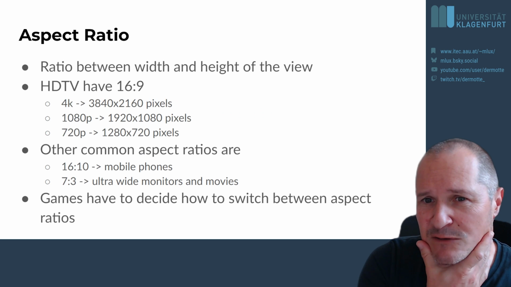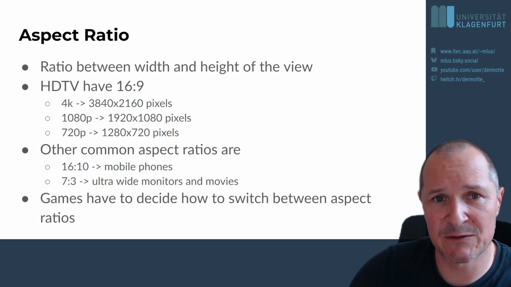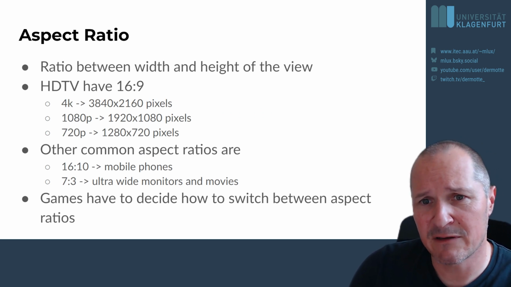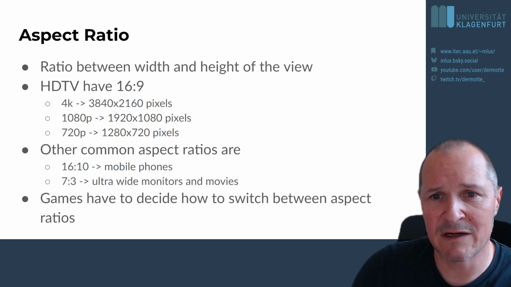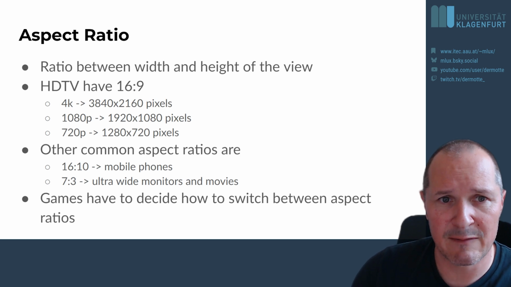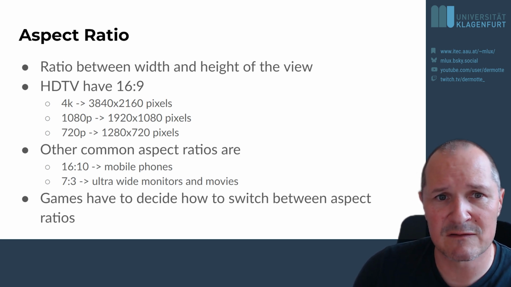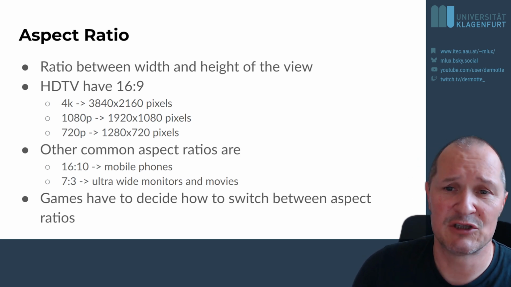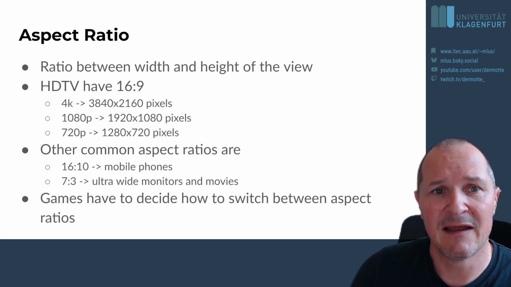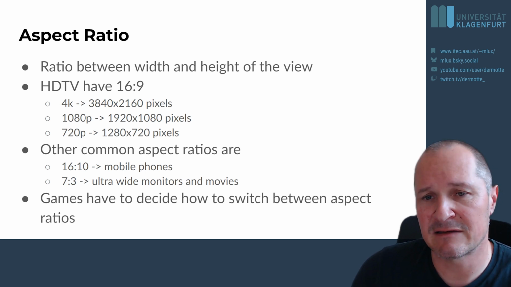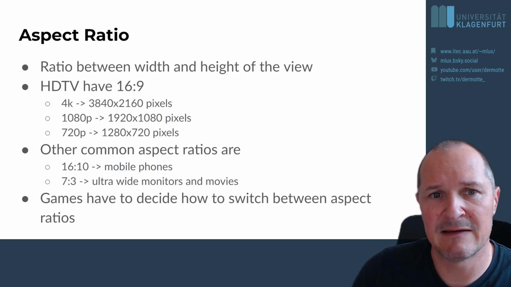Then you have the aspect ratio of the camera. So it's the ratio between width and height of the camera. If you have a 1:1, it's a square image. HD TV typically has 16:9. 4K would then have 3840 by 2160 pixels. It's quite a lot of pixels. And the typical TV set years ago would be 1080p, 1920 by 1080.